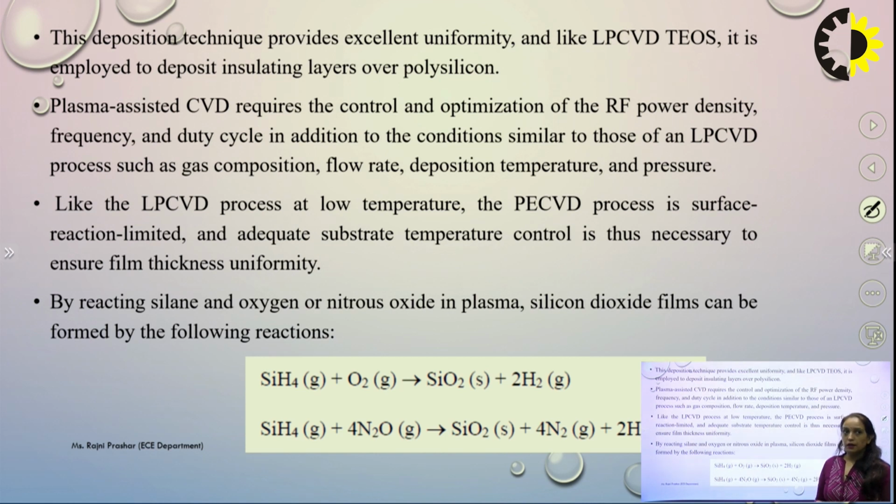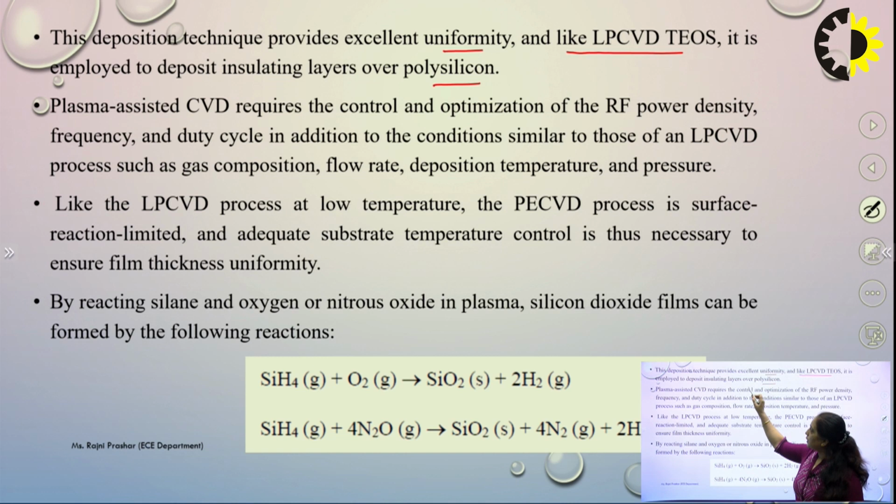This deposition technique provides excellent uniformity, and this LPCVD TEOS is employed to deposit an insulating layer over polysilicon. Over this polysilicon layer, it is used as an insulating layer so that we can protect our gate terminals from the next processing steps.